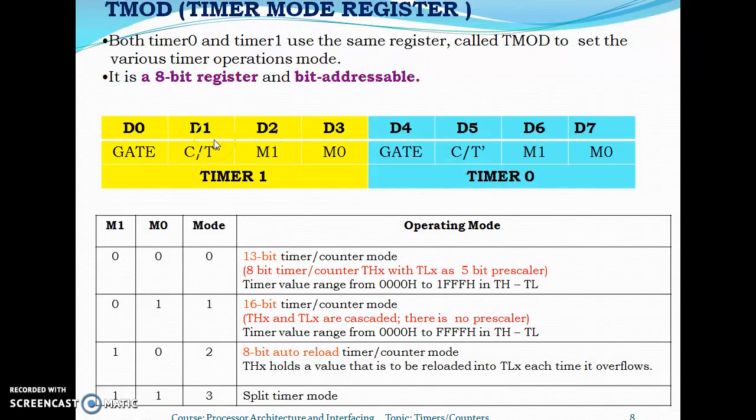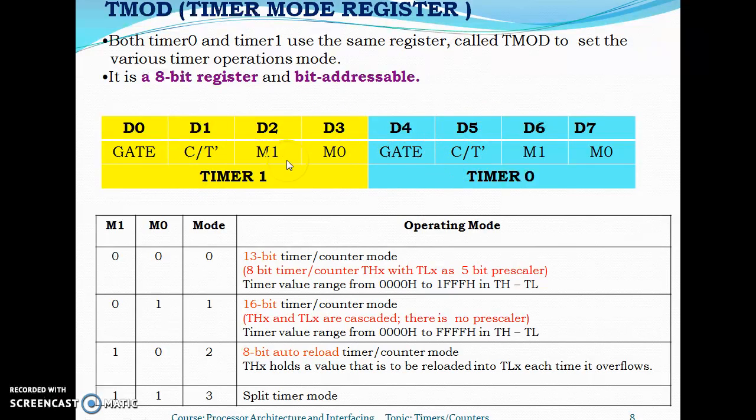Now let us go to the second bit, C/T bar of timer 1 and C/T bar of timer 0. C/T bar indicates counter or timer. Timer is active low. This bit in the TMOD register is used to decide whether the timer is used as a delay generator or an event counter. For timer operation, this bit is 0, which takes input from the system clock, and for counter operation, this bit is 1, which takes input from the Tx input pin of the controller.